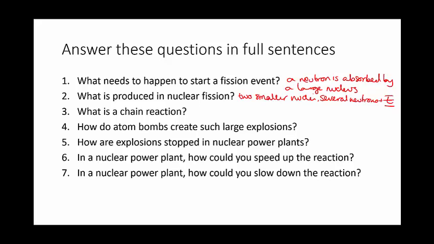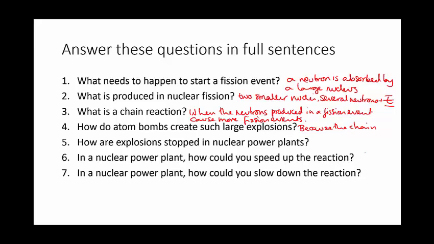What is a chain reaction? So you need to say that a chain reaction is when the neutrons produced in one fission event cause more fission events. How do atom bombs create such large explosions? That's because the reaction is uncontrolled. The chain reaction is uncontrolled.